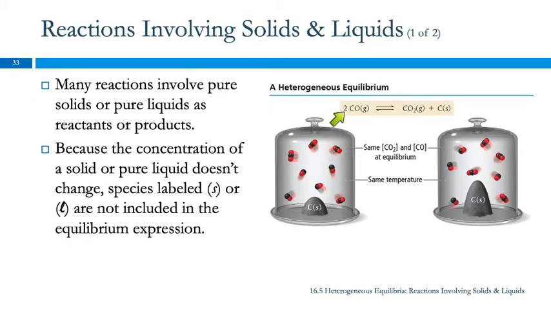Well, here, looking at this equilibrium, you have carbon monoxide in equilibrium with carbon dioxide and solid carbon. So if we were to write an equilibrium constant for that, we would start out with, let's just do it in concentration. It's the concentration of CO2 times the concentration of solid carbon divided by the concentration of carbon monoxide squared. But how do we measure the concentration of a pure solid?